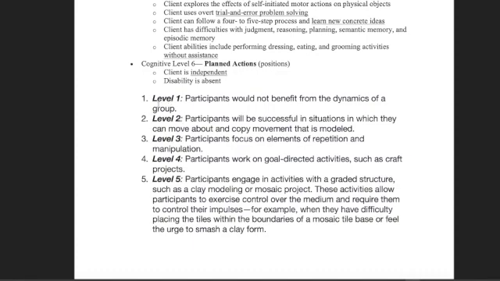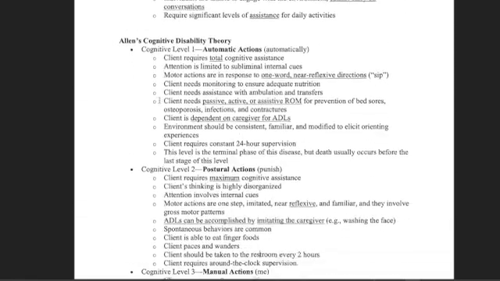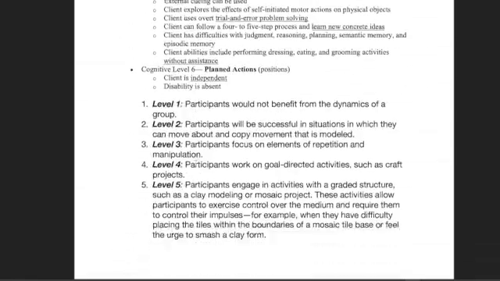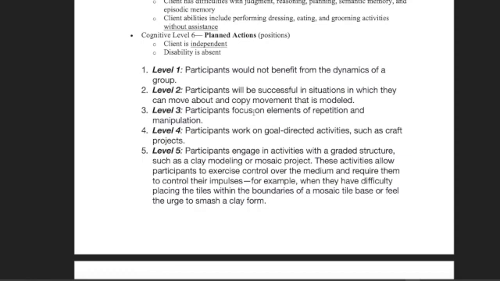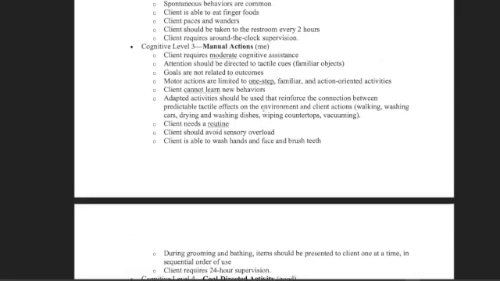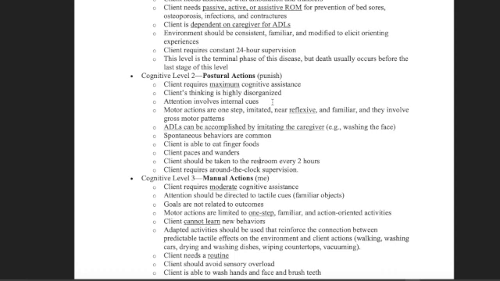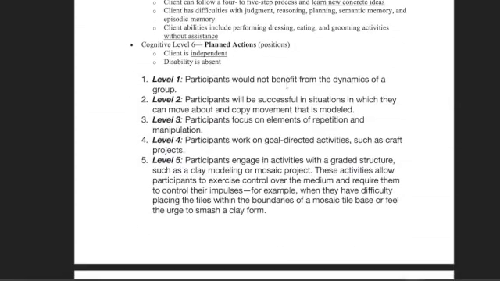Level 2, so moving down from automatic to postural, level 2, participants will be successful in situations in which they can move about and copy movements that are modeled. So they can, again, similar to what we talked about up here. Level 2, remember, they're good with familiar gross motor patterns, so they can kind of imitate what they see.